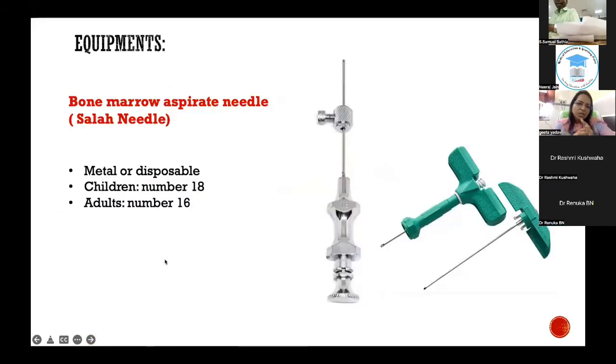The bone marrow aspirate needles are basically known as Salah's needles. They can be of metal or they can be disposable. Initially, we were using a metal needle in our setting, but now we have shifted to disposable needles. The metal needles are reusable, but they have to be autoclaved. If in your setting there is a doubt that the autoclave is not functioning properly, kindly shift to disposable bone marrow needles. And this is the place where the number is written. For children, an 18 gauge bone marrow aspirate needle is used, and for adults, number 16 is used.